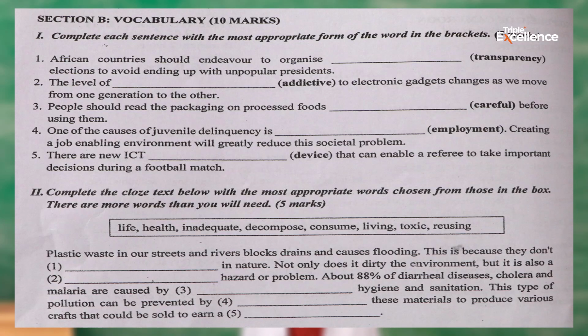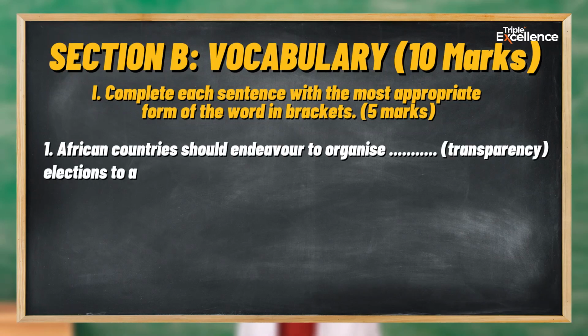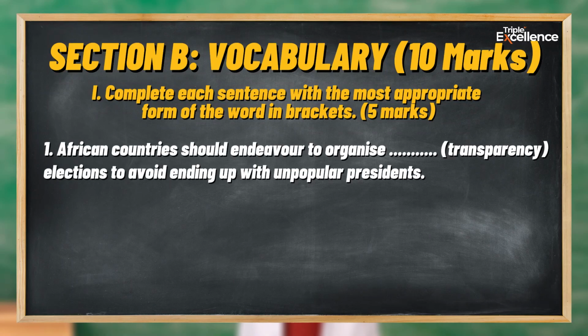Section B, vocabulary. Vocabulary, 10 marks. Exercise 1. Complete each sentence with the most appropriate form of the word in the brackets. 5 marks. 1. African countries should endeavor to organize transparency elections to avoid ending with unpopular presidents. Okay, transparency here is a noun. And what you need here is an adjective, not a noun.